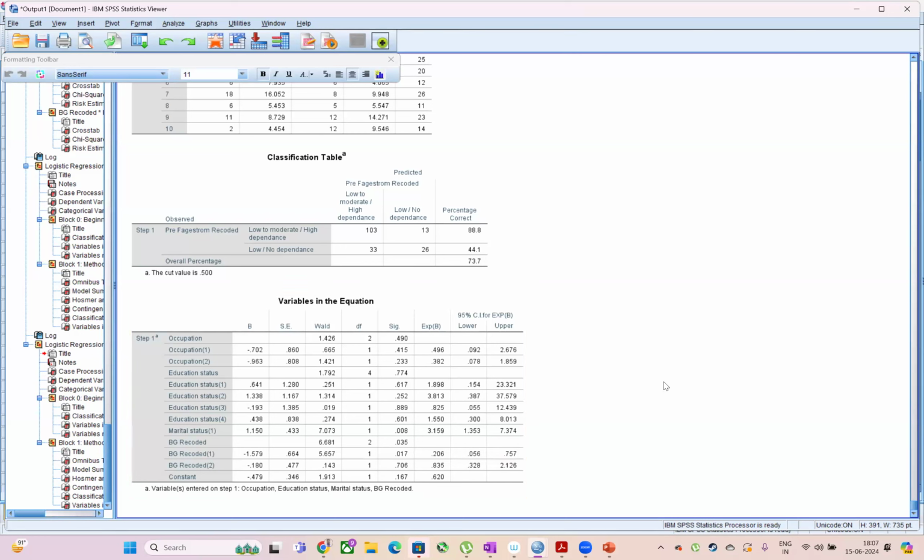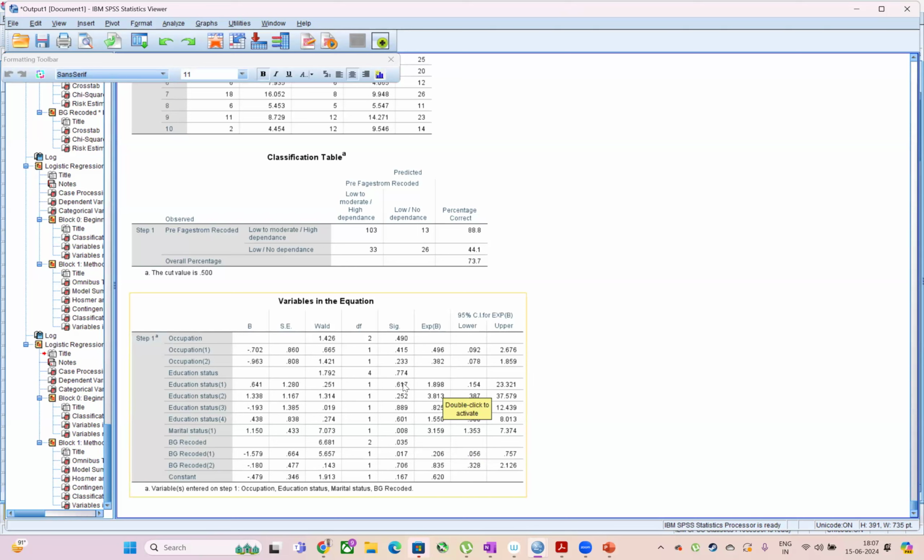Sir, we will comment like this: 1 point in educational status, 1.8 times more odds of having the outcome? No, sir. Have a look at this. 1.89 times you are saying, right? This is not significant, 0.61.